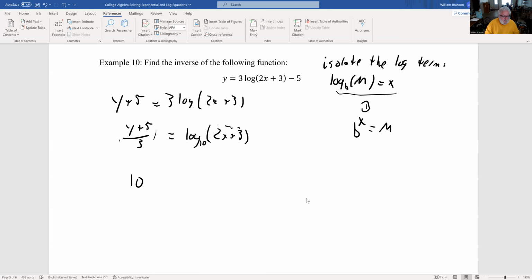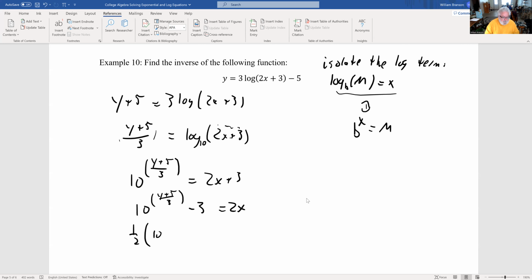So we have 10 raised to the power 5 plus 5 over 3 equals 2x plus 3. Now we want to isolate the x. So we'll subtract a 3 from both sides, and then multiply both sides by 1/2.